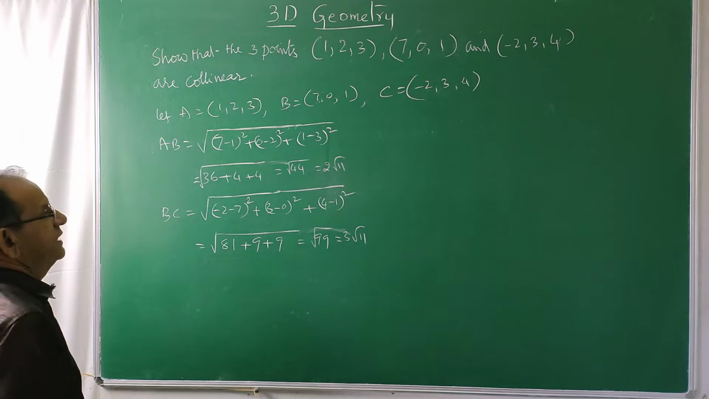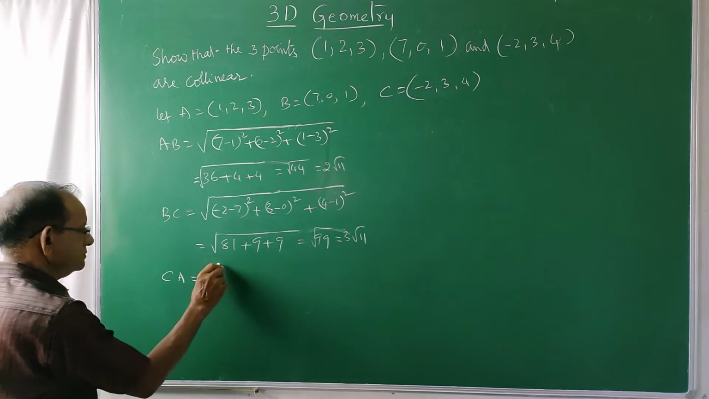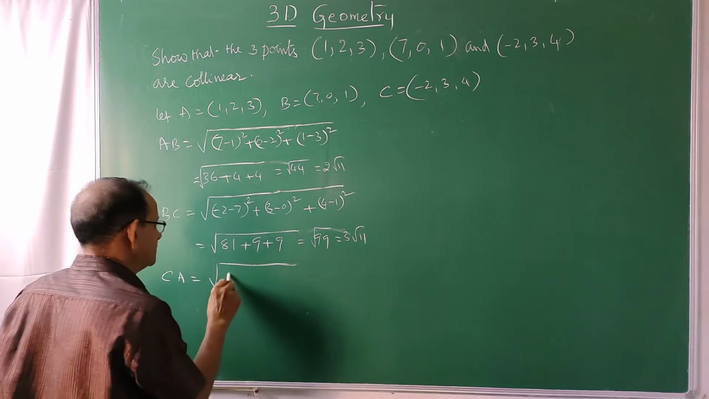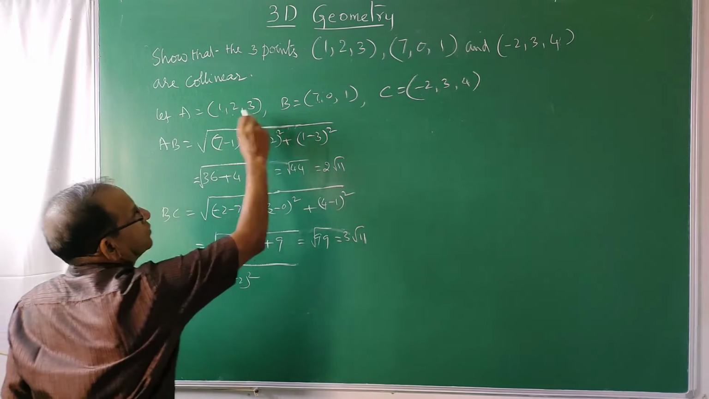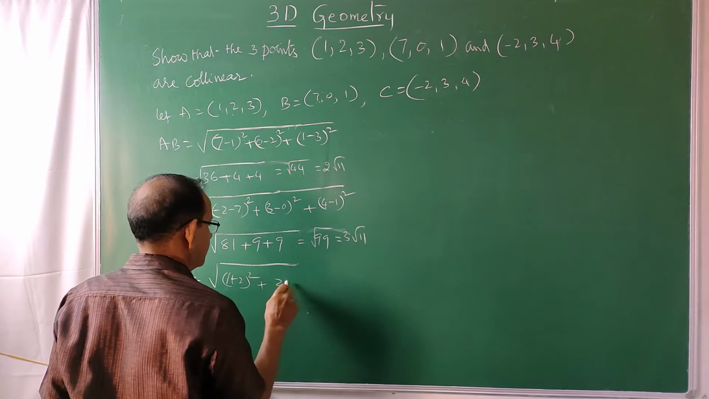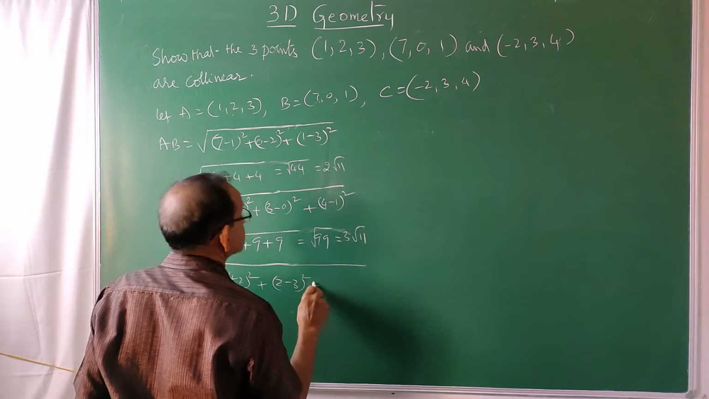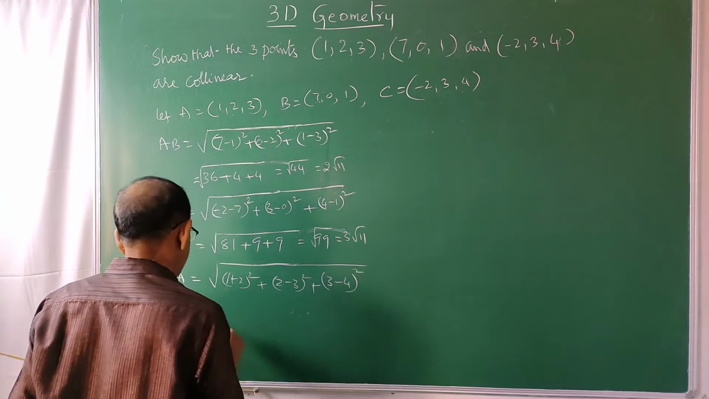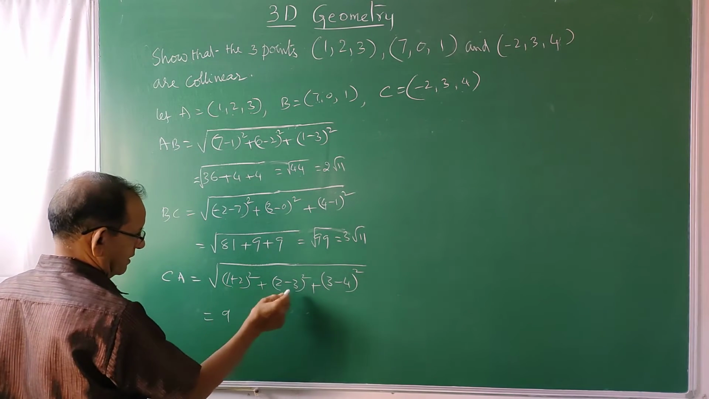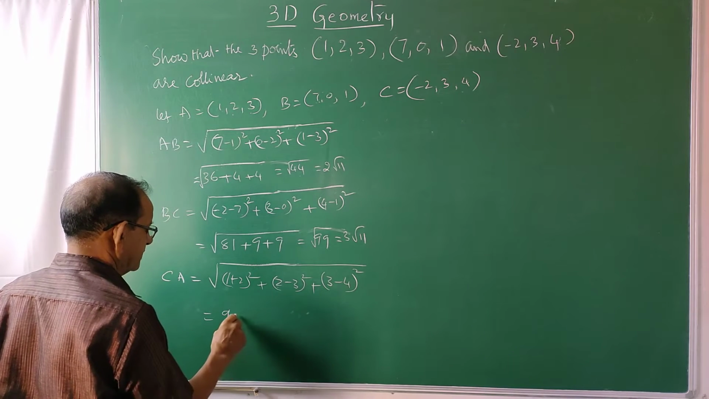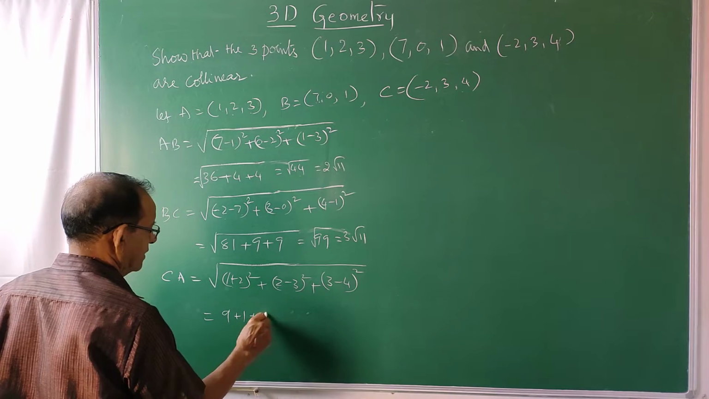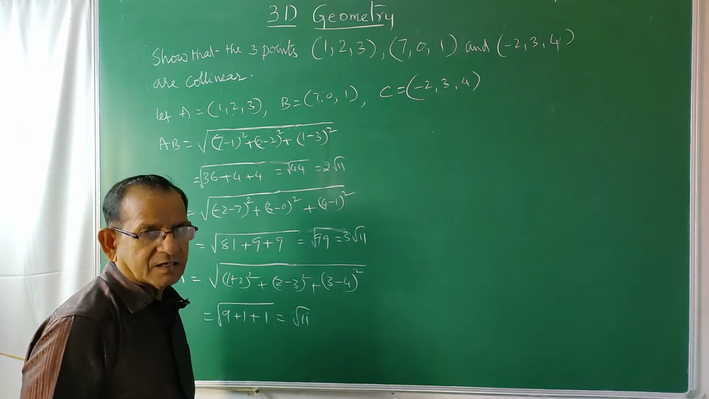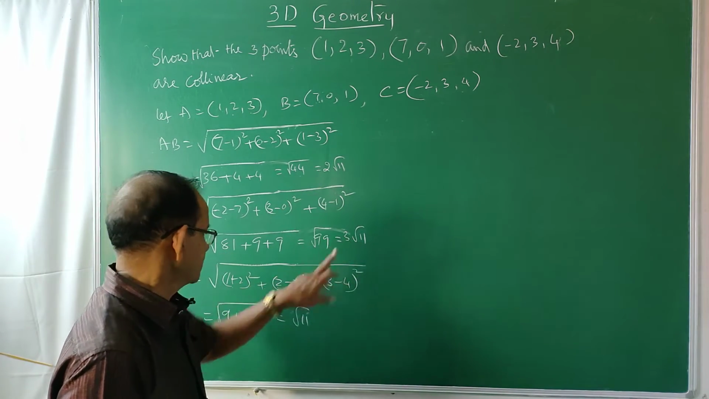Let us find out CA, distance between C and A. (1 minus minus 2), 1 plus 2 whole square, (2 minus 3) whole square plus (3 minus 4) whole square, equal to 9. 2 minus 3 whole square is 1 square, that is 1, again 1. So this is root 11. If you consider root 11 as x, this is 2x, this is 3x and this is x.